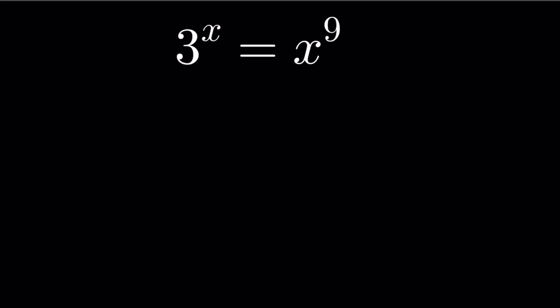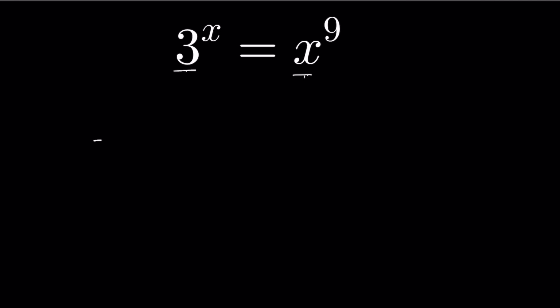3 to the power x is equal to x to the power 9. We have to find the value of x. So here you can see we have a number as our base and a variable as the exponent, while on the right hand side we have a variable as the base and a number as the exponent. To find the value of this variable, we have to keep the variable on one side and the number on the other side.